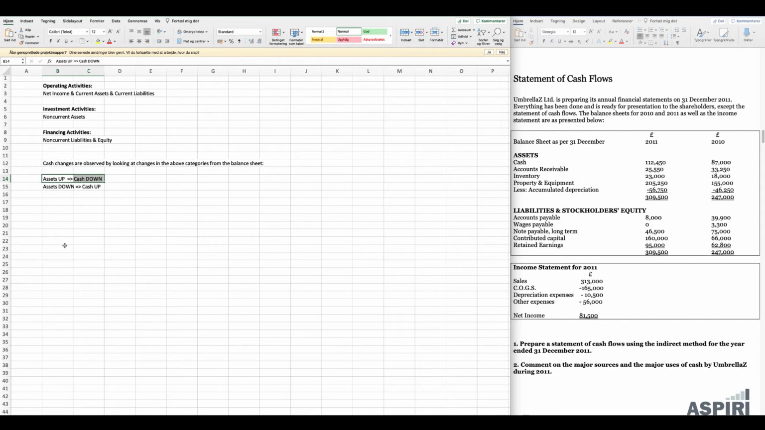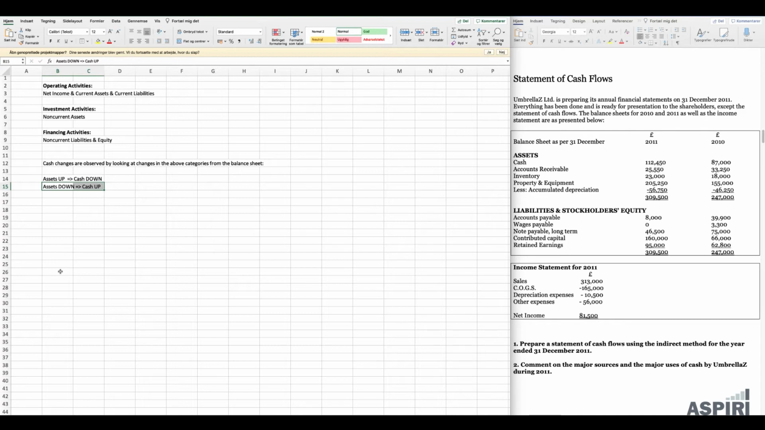Similarly, if we imagine inventory going up, that's another asset, well, then it would mean that we have tied up cash in order to build this inventory or to have more inventory. So again, this would be an example of cash going down. If we apply the same logic to assets going down, let's imagine that we decrease our assets, for instance, by selling a machine. What would that mean in terms of cash? Well, most likely it would mean that we free up cash, so cash goes up.